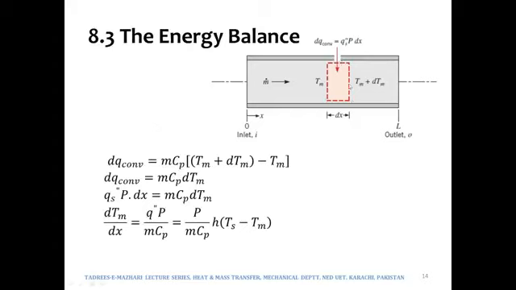Over here we are considering a differential element. On one side of this element the temperature is Tm, and on the other side it is Tm plus dTm, meaning the change in the mean temperature of the fluid. This differential element has a length of dx. So the change in the convective heat transfer may be written as m cp delta T, where delta T would be the temperature on one side of the element minus the temperature on the other side. So over here this Tm will get cancelled out and we will have dTm only.